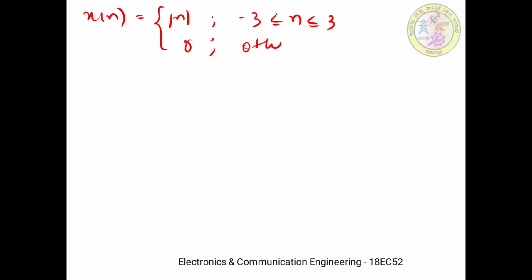assume that a discrete time signal is described like this: x of n is equal to magnitude of n, described for a range of n values, and it is 0 otherwise. So the meaning of this representation of x of n is that the x of n value is equal to magnitude of n, for n whose range is between -3 to 3, and its value is 0 otherwise. Now this is the input to the discrete time system.